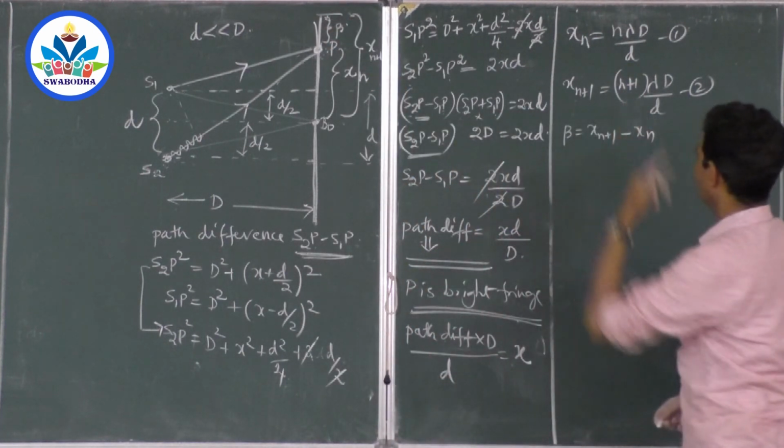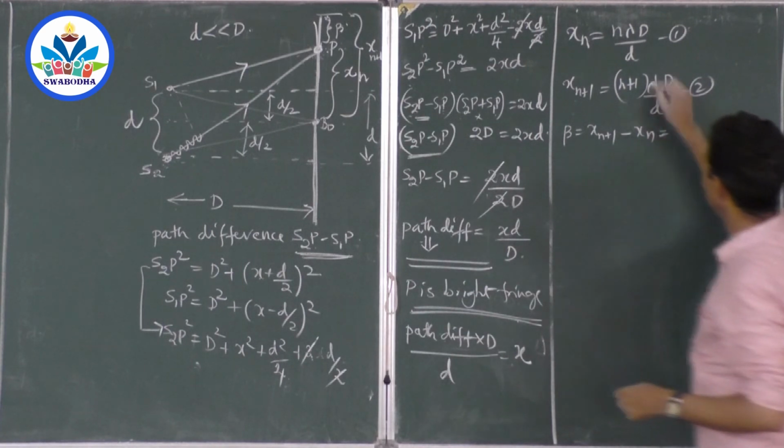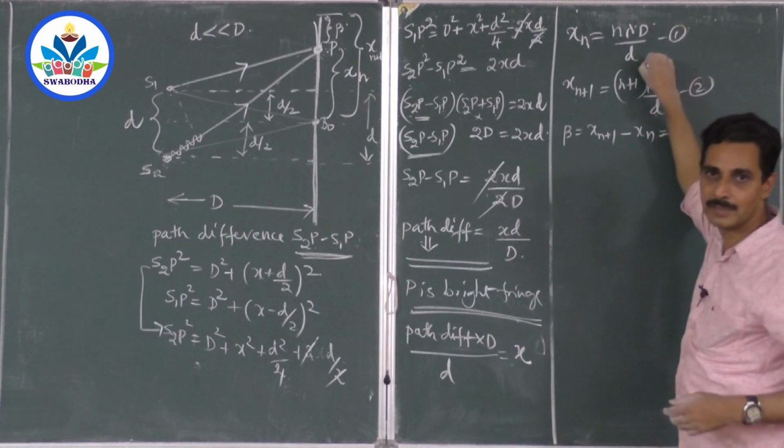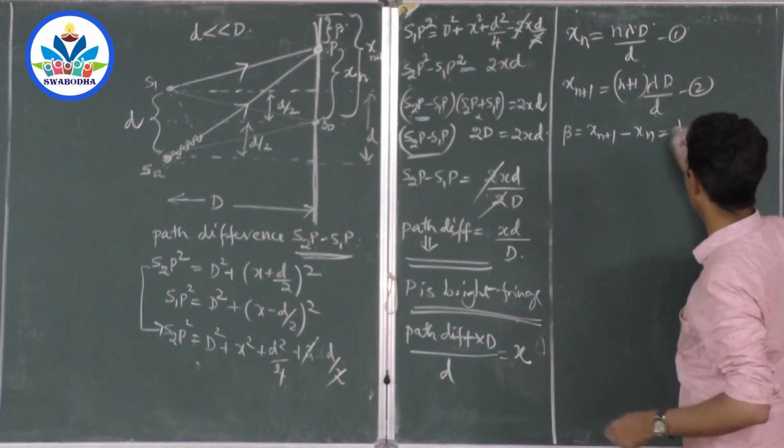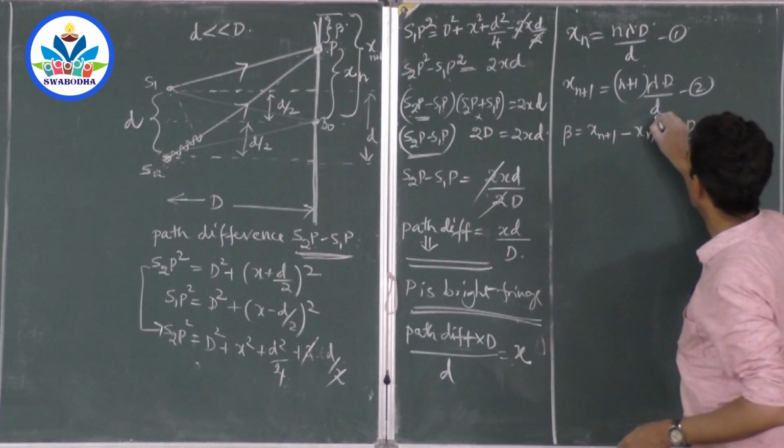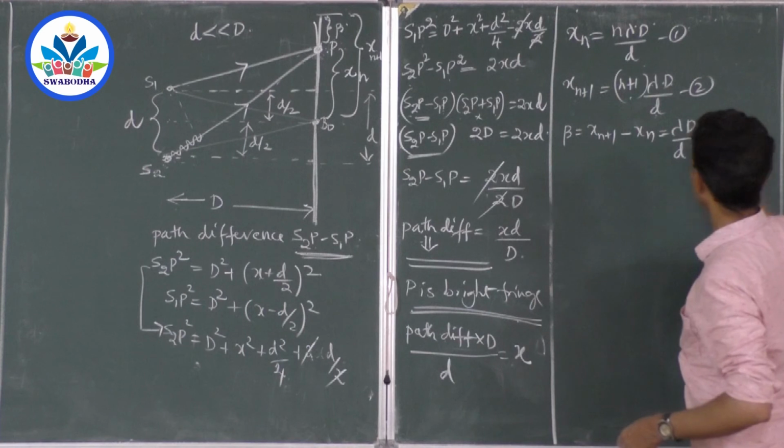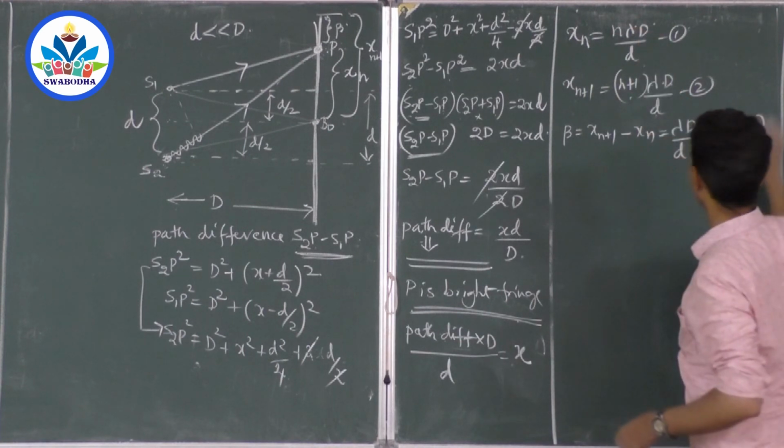So shall we subtract them? That is equal to, here lambda D by d, here lambda D by d. Both places you have lambda D by d. Lambda D by d common. What you will have here? n plus 1 minus n.